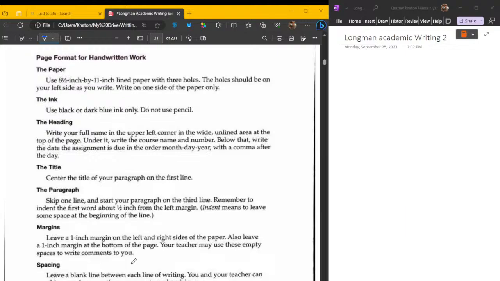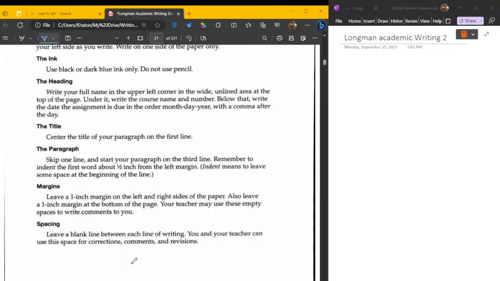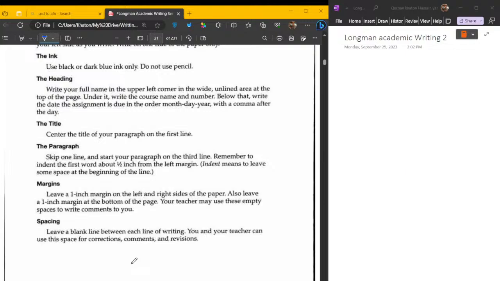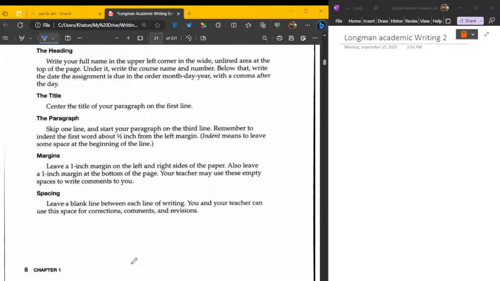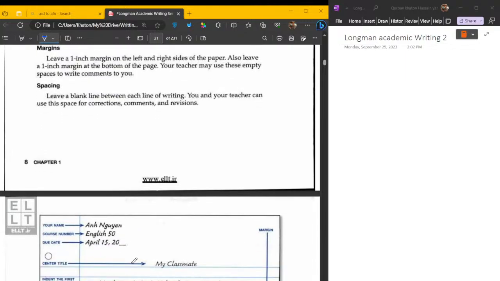Remember to indent the first word about 1/2 inch from the left margin. Indent means leave some space at the beginning of the line. Margins: leave a 1 inch margin on the left and right side of your paper, and also leave a 1 inch margin at the bottom of the page. Your teacher may use these empty spaces to write comments to you. Spacing: leave blank lines between each line of writing. You and your teacher can use this space for corrections, comments, and revisions.